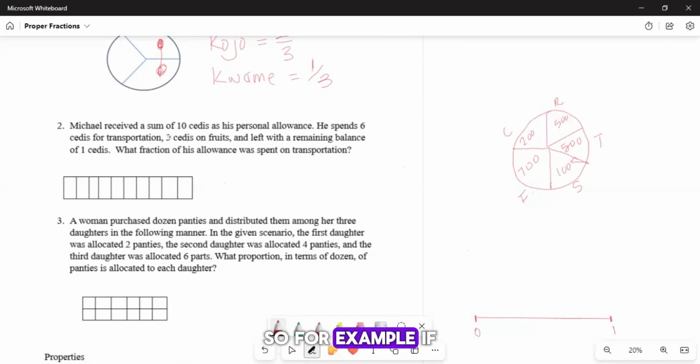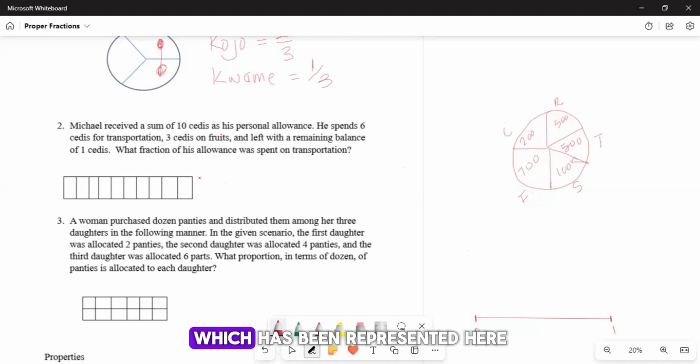So for example, if Michael changes his money into 2 cedis and we would want to find 3 cedis, it will be difficult for him. And so the 1 cedi will be a better representation. That is why we want our units to be in ones, so that you can easily view it and do your calculations with that.